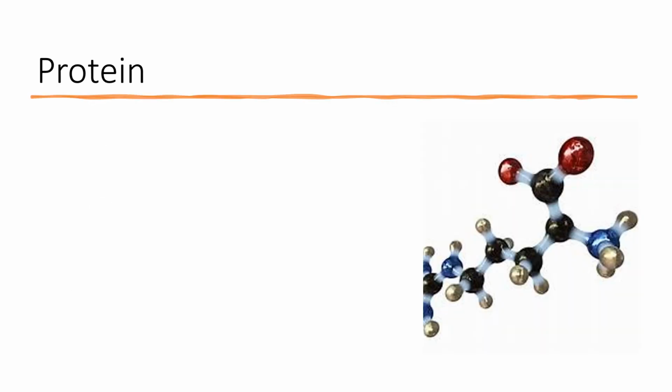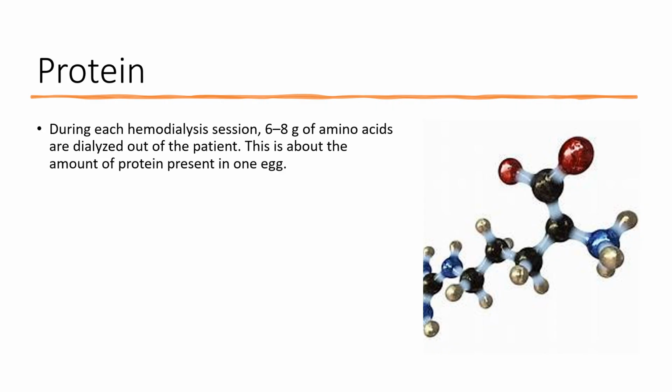What about protein? So we know that dialysis patients over time lose muscle mass. Dialysis is a catabolic procedure. Are we removing protein from the patient during dialysis? And the answer is yes. During each dialysis session, about 6 to 8 grams of amino acids are dialyzed out of the patient. This is about the amount of protein present in one egg.